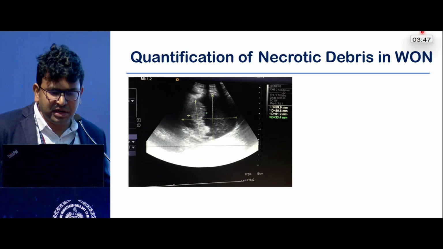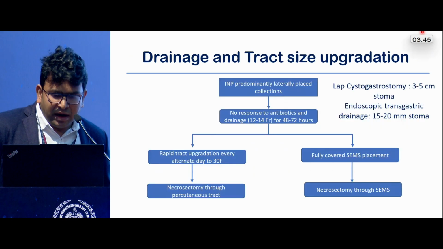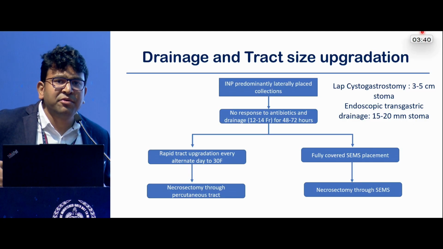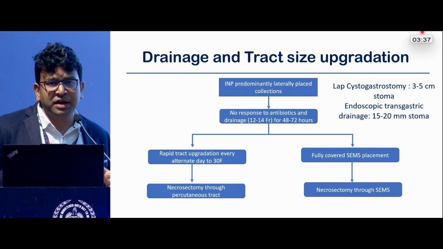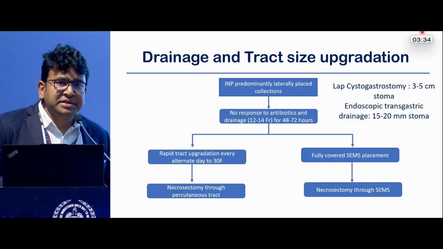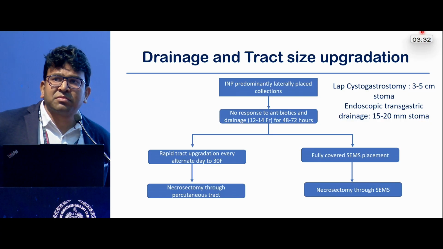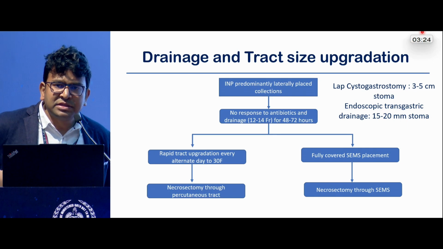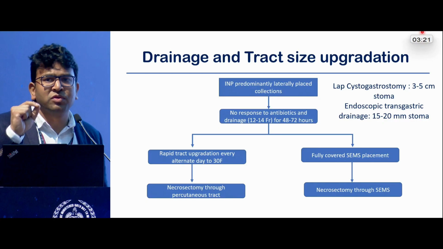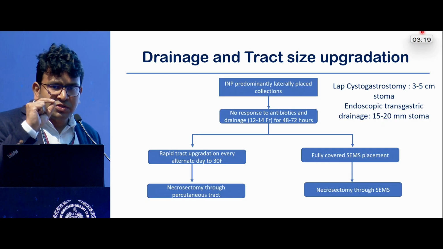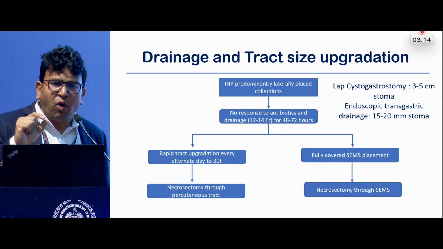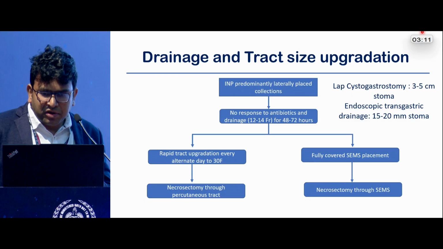Quantification of necrotic debris is usually done by ultrasound or MRI, and then we discuss tract size upgradation. Once you decide to drain, you put a bigger catheter, usually 12 or 14 French. In our initial studies, placement of a catheter of 18 French or more was associated with more percutaneous bleeding. So we usually recommend the first catheter to be 12 or 14 French, and gradually you upsize it to 18 French. Once you go to 18 French, your ultra thin scope with 5 mm diameter can easily go into the tract, and gradually you can upsize it regularly, or you can put a percutaneous fully covered esophageal SEMS.